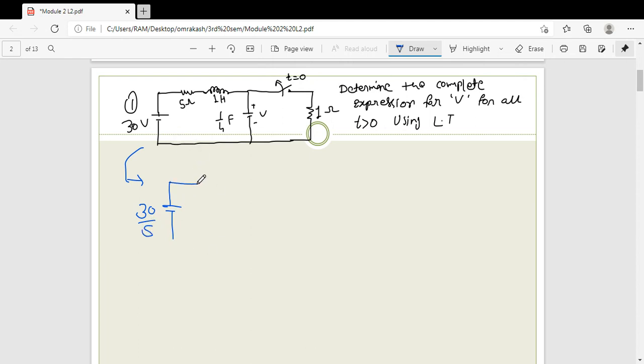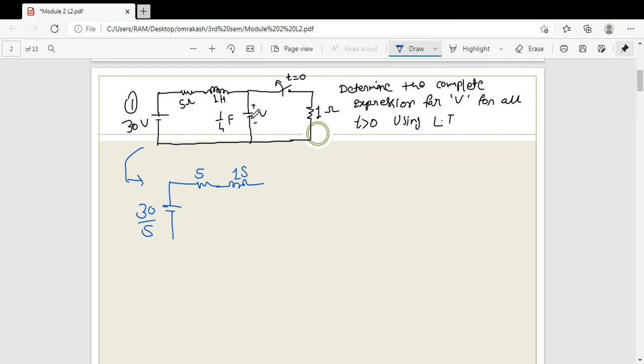And this 5 ohm resistance is the same, but this 1 Henry inductor in the Laplace transform is said to be 1S, right? 1S.